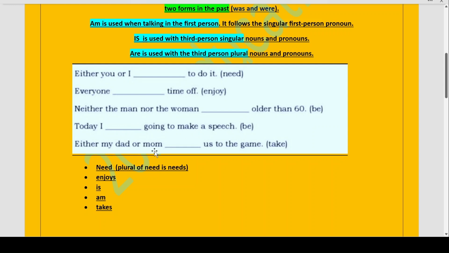Either my dad or mom ___ us to the game. Now, again, this sentence has got compound subjects. That means it has got two nouns. So, we will follow the rule that the subject which is closer to the verb will be the determining factor whether the verb is singular or plural. So, since it is mom, which is closer to the verb to be filled, mom is singular. So, we will take the singular form of the verb take, that is takes. Either my dad or mom takes us to the game.